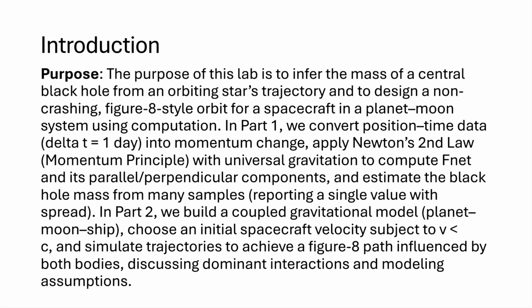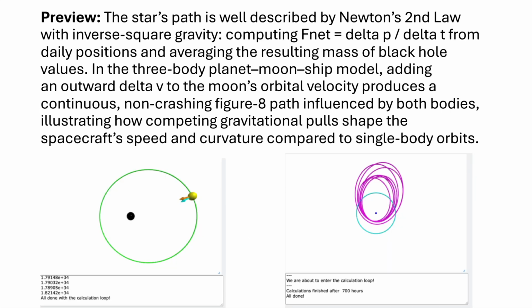In part 2, we build a coupled gravitational model, planet-moon-ship, choose an initial spacecraft velocity subject to v less than the speed of light, and simulate trajectories to achieve a figure 8 path influenced by both bodies, discussing dominant interactions and modeling assumptions.